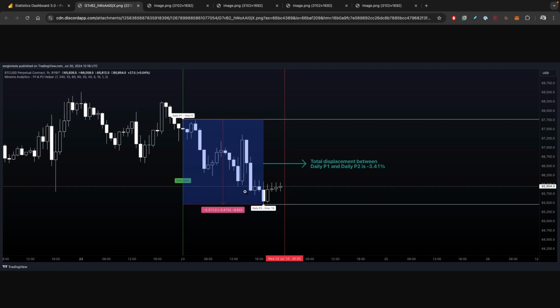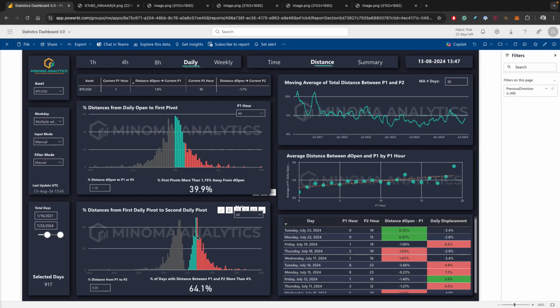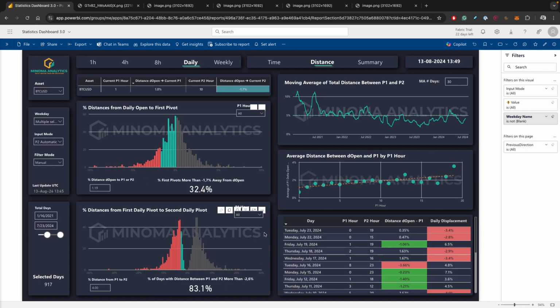So that's just this collection: how far does price move between the daily high and the daily low, or the daily low and the daily high, depending on which direction you're going. So between P1 and P2, what's the total distance? So how do we use that? And I think this one is going to be a lot more intuitive. First of all, let me say this. We can use P2 automatic.